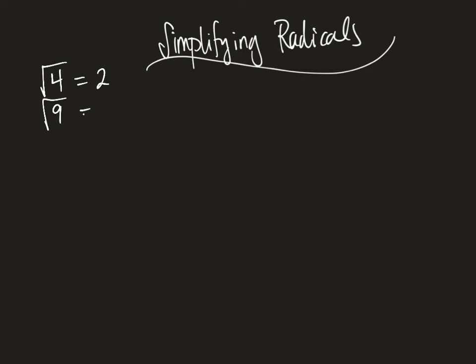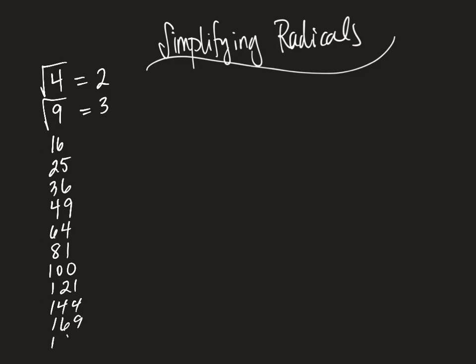Perfect square numbers are numbers like 4, because the square root of 4 is 2. 9, the square root of 9 is 3. 16, 25, 36, 49, 64, 81, 100, 121, 144, 161, 196, and 225. Those are pretty typical numbers that we would take the square root of and that we should know in our head. We shouldn't have to use our calculator to take the square root of 100. We should already know the square root of 100 is 10.